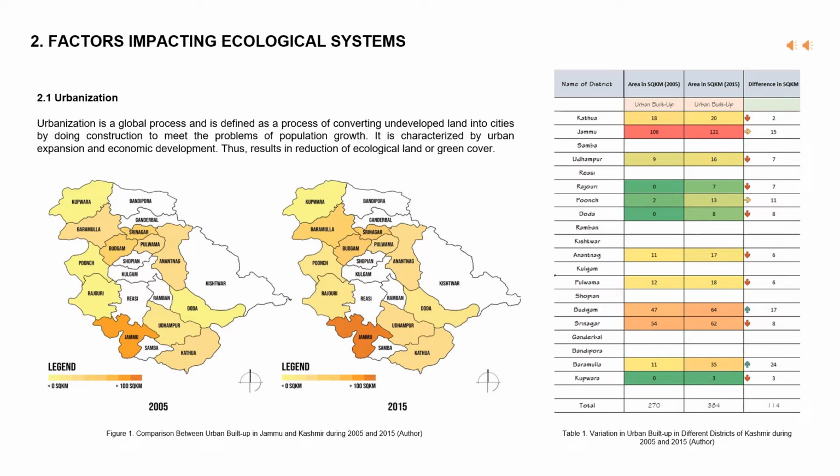Here is a map which shows a comparison between the urban built up in Kashmir during 2005 and 2015. Now we have a table that shows us the variation in urban built up in different districts of Kashmir during 2005 and 2015. If we analyze the total change in the area in all of the districts, we can see that there has been an overall increase in the urban built up, which indicates that there might have been a decrease in the ecological land and green cover, which in turn has impacted the ecological systems of the area.